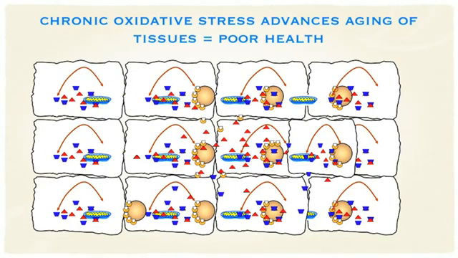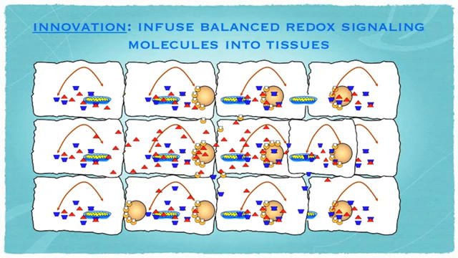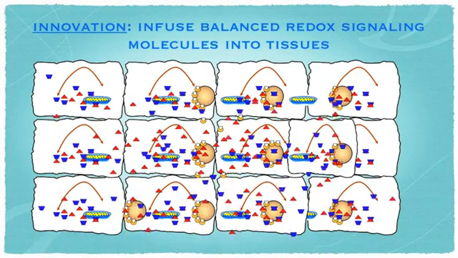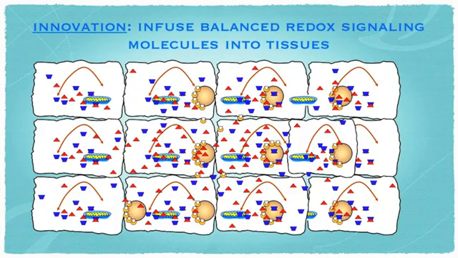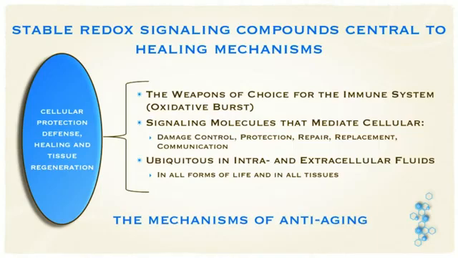So, what about chronic oxidative stress? This would be the advancing of aging in our tissue or poor health. Here we've got a multitude of oxidative stress signals, and this is a situation where there's a persistence and an inability for the cell to correct itself. This would lead to poor health. But what if we could infuse somehow a balanced resource of these little molecules into the tissue? What would be the implications? And look at the balance that we would create, the resources that the cell could then make use of. What would this lead to? We'll come back to that in just a second.